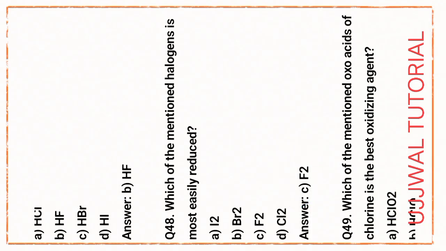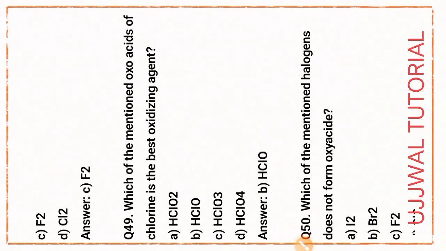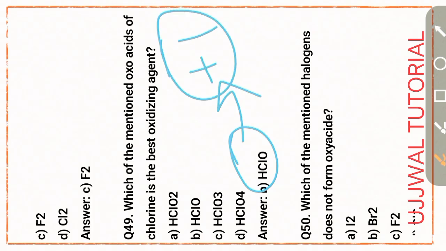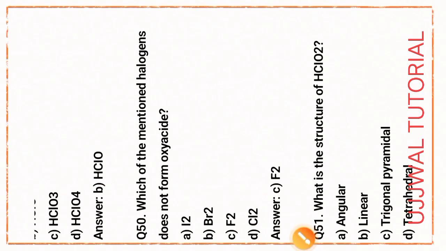Okay, next question. Question number 49. Which of the mentioned oxoacids of chlorine is the best oxidizing agent? HClO. Okay, HClO. That is the chlorine oxidation number plus 1. Okay, oxidation plus 1. Next question. Question number 50. Which of the mentioned halogens does not form oxoacid? Fluorine. Option C, F2. Okay.